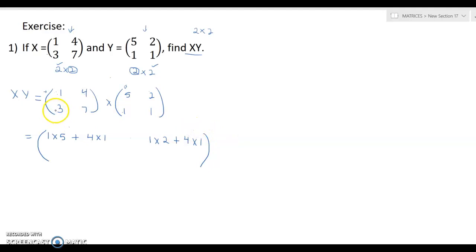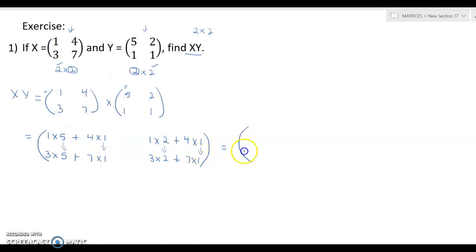Now let's look at second row, first column. So that'll be 3 by 5, 3 by the first number, plus 7 by the second number, 1. And then second row, second column, 3 by first number, 2, plus 7 by 1. And just before, if you realize, these numbers always are the same. So make sure you notice that pattern, right?